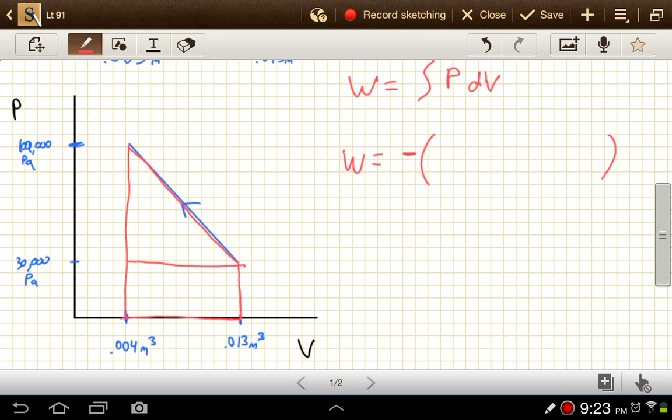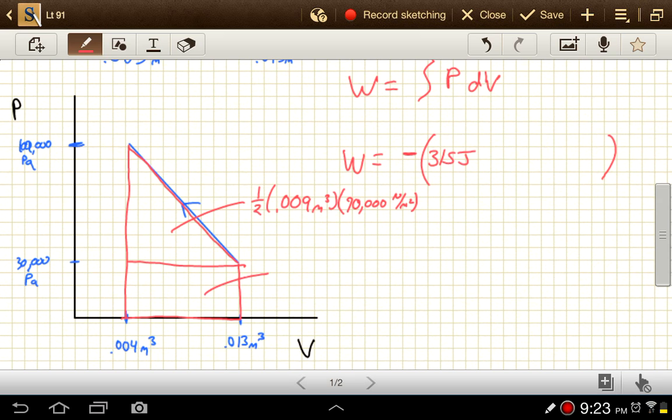Okay, so to get the area, we'll just do the area of this triangle, so that's 1/2 times the base, which looks like 0.009 cubic meters, times the height, which is 70,000 pascals, or newtons per square meter. If we do that calculation, 0.009 times 70,000 over 2 is 35,000. We get 315 joules for that section.